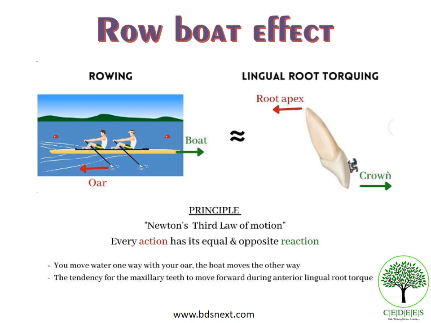And what is the principle that it's based on? It's based on Newton's third law, that every action has an equal and opposite reaction. Now, in order to prevent the rowboat effect from occurring, you use lace-backs, or you cinch the wire distal to the molar tube, etc. Now this is called the rowboat effect.